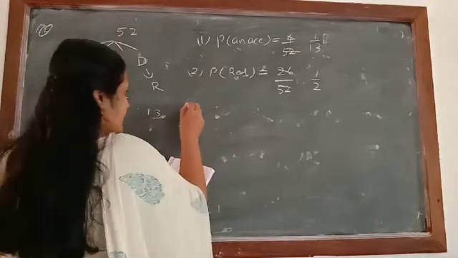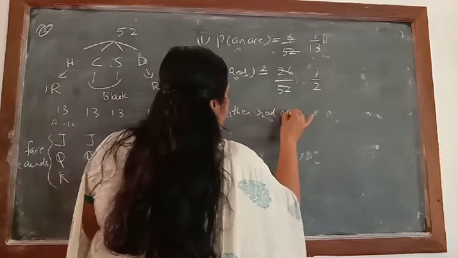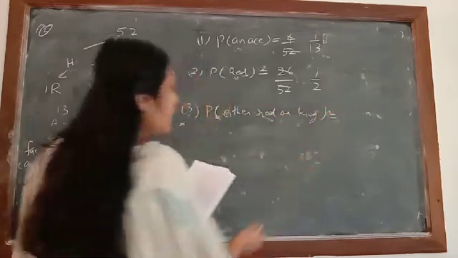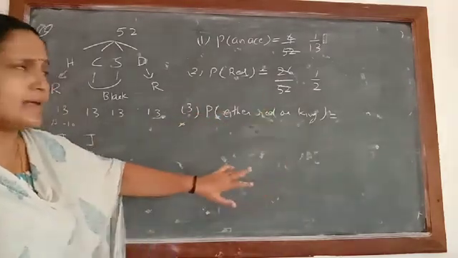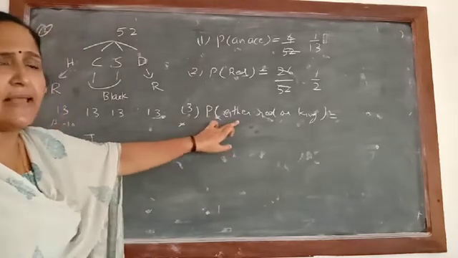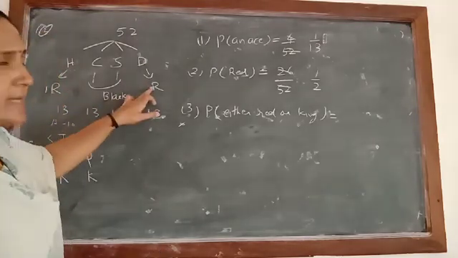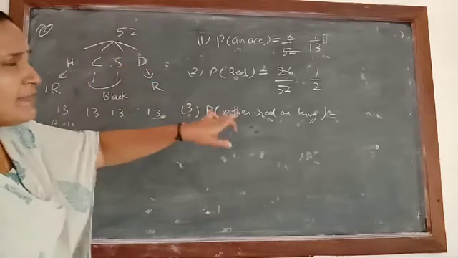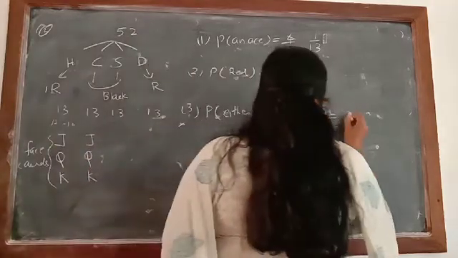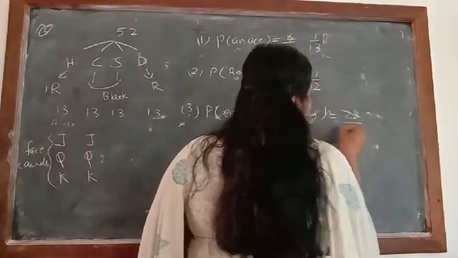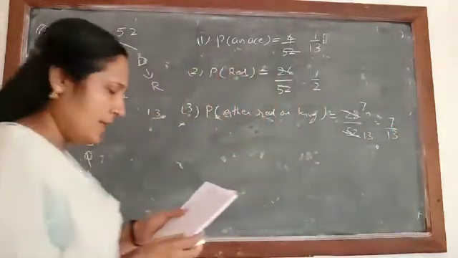Then third condition is written, probability of either red or king. So the card which you are selecting, either it should be a red card or it should be a king of any color there. In red card, when we select, already the kings also we selected there. So here 26 red cards are there, and in these two combinations also we have king. So how many kings? 2 are there. So 26 plus 2 will be equal to 28 by 52. Now just to cancel it, 4 sevens are 28, and here 13. So it will be equal to 7 by 13.